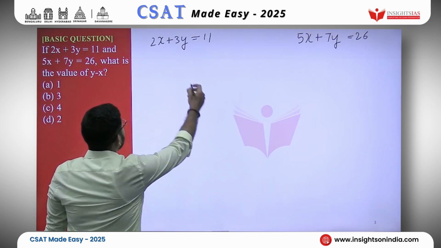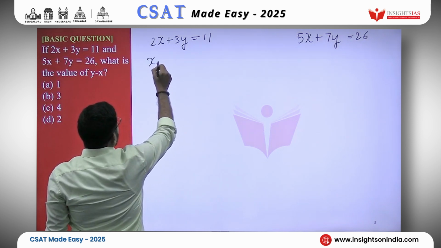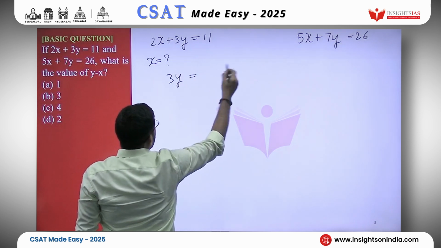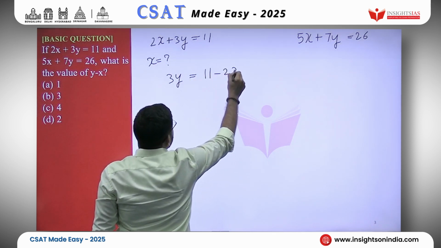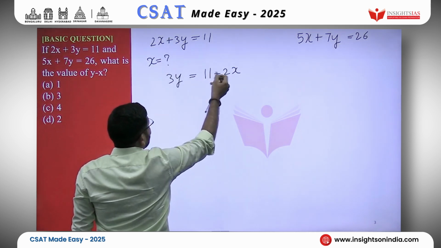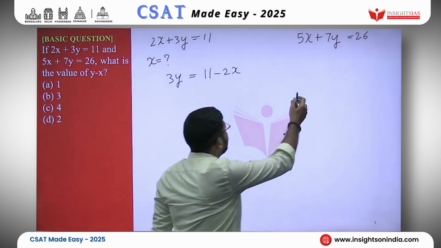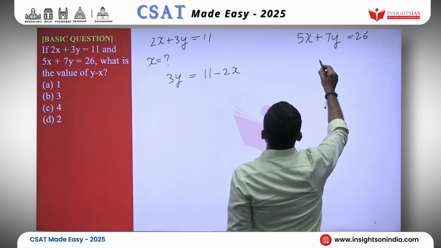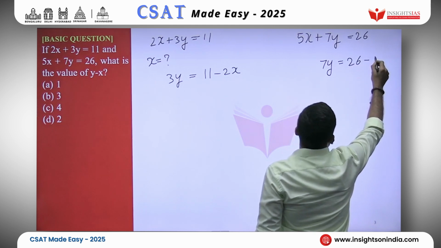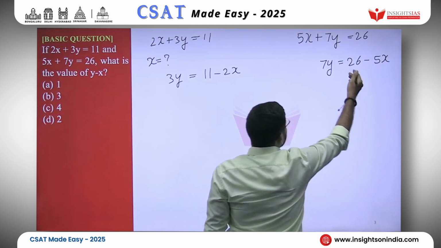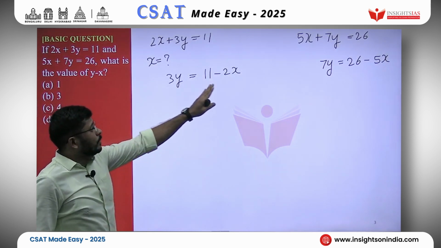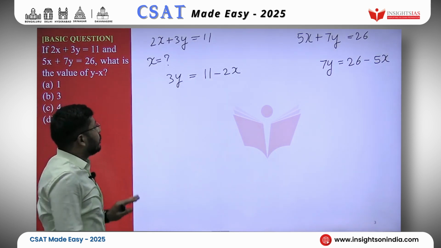What do I mean by that? I have decided to get the value of x first. So I will leave 3y on the LHS and rest all of them I will send to the RHS. However, 11 is already on the RHS, no problem. I will send 2x this side. I will do the same here. I want the value of x, so I will let 7y stay here and send all the rest to the RHS, that is 26 minus 5x. Now here I have 3y and there I have 7y on the LHS.